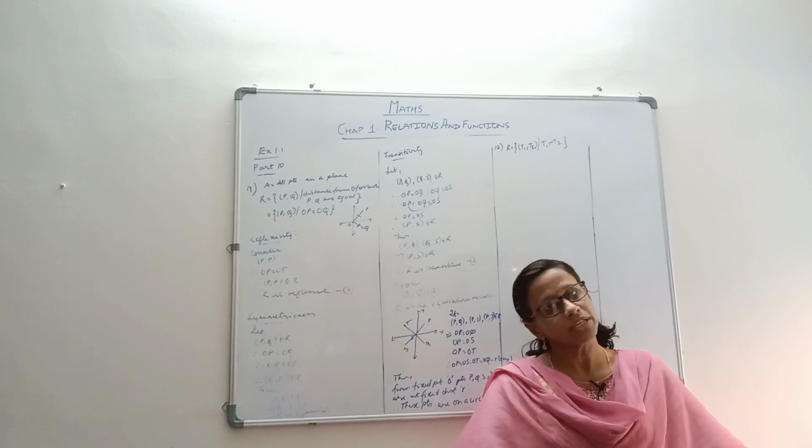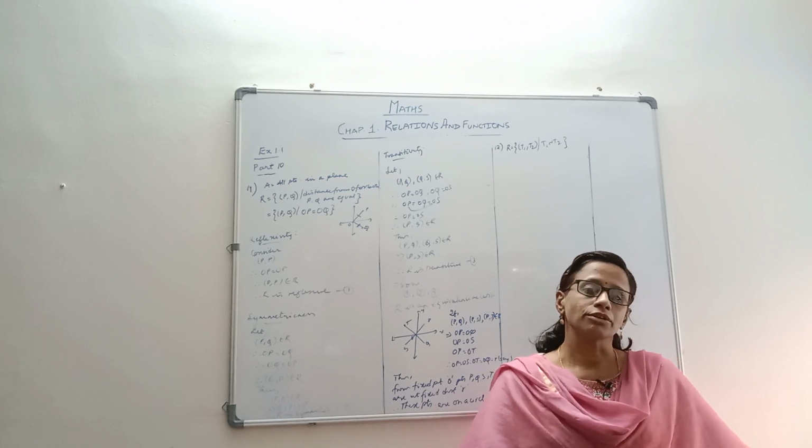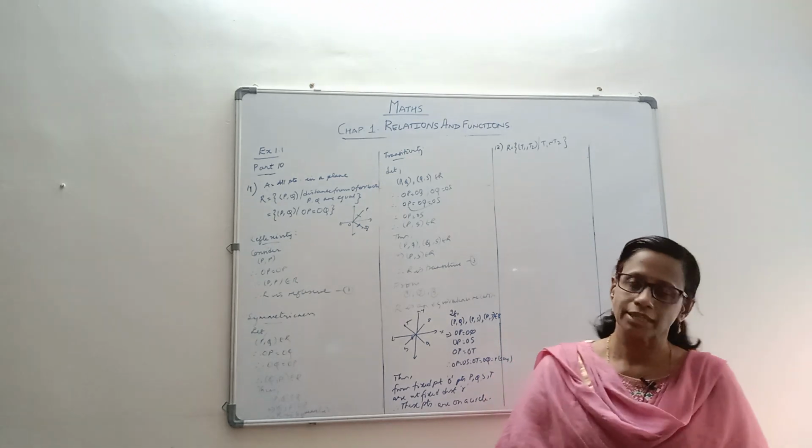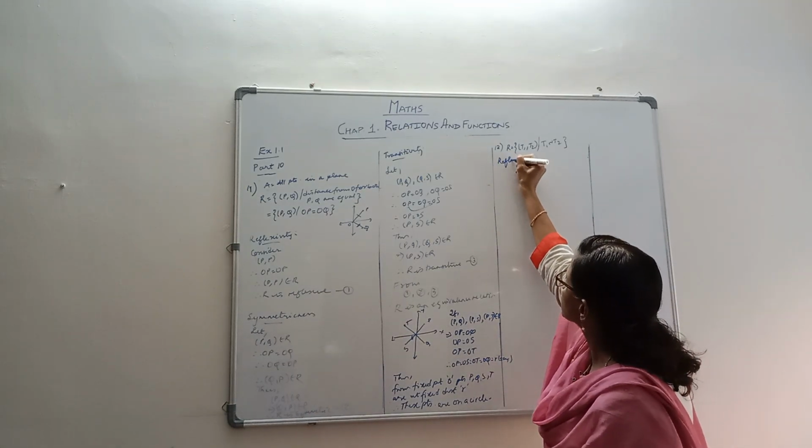T1 related to T2, they are similar, right? So quite a good property, quite easy to show. You have to show that it's an equivalence relation. So we start our journey like that only. Let us take the reflexive part. Reflexivity.